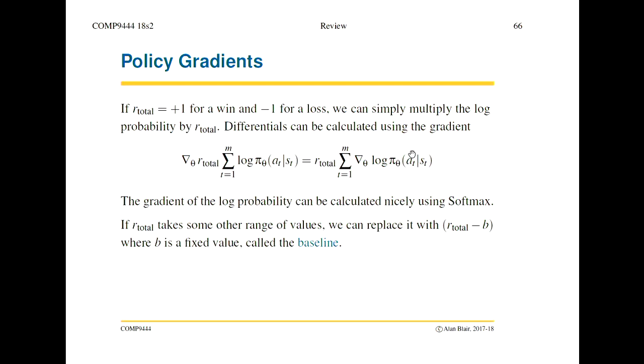get the -1. So that's why this is the log of the probability of selecting that action, or the probability of selecting the same action next time that same state occurs. We look at the gradient of that with respect to the weights, and we add that all up for every single action, and then this R total is either +1 or -1.